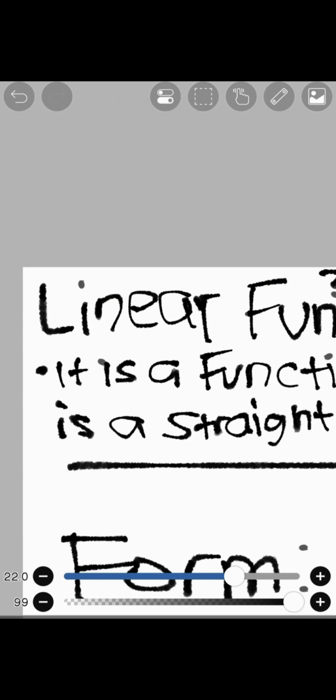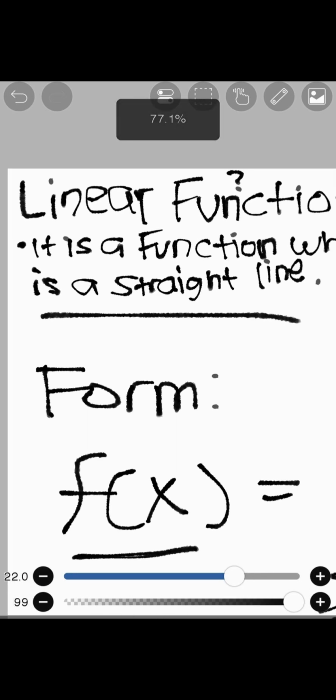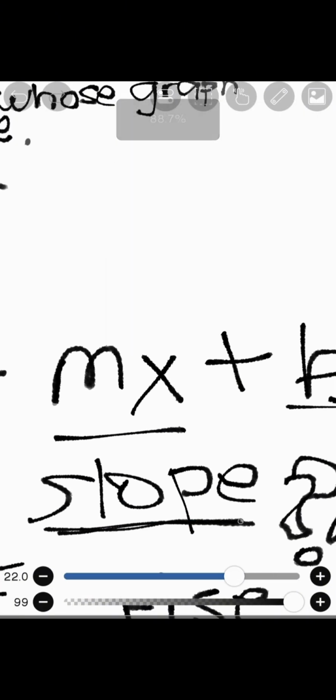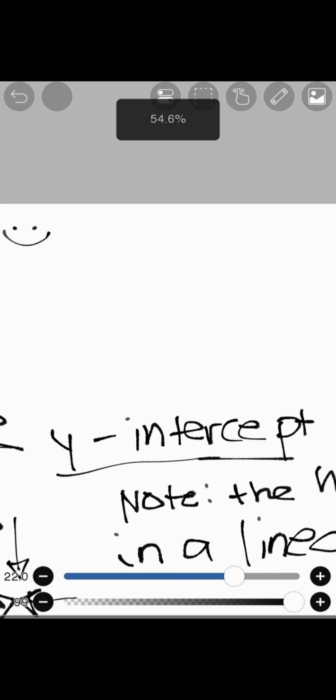When we talk about linear functions, there are commonly two forms, which would be the standard form and the slope-intercept form. But today we're just gonna talk about the slope-intercept form, which is f of x is mx plus b. Mx is our slope, while b is the y-intercept.